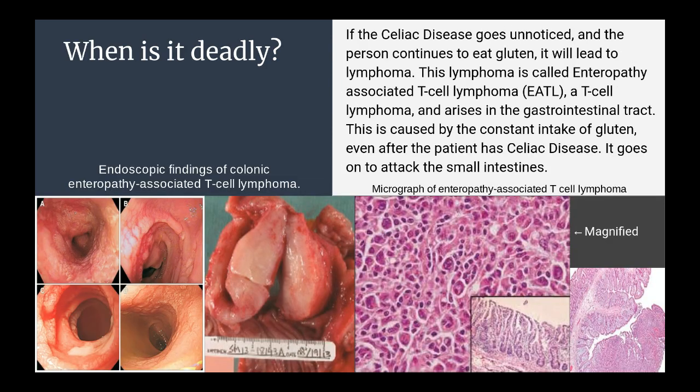When is it deadly? If the celiac disease goes unnoticed and the person continues to eat gluten, this will lead to lymphoma. This lymphoma is called enteropathy-associated T-cell lymphoma, EATL, a T-cell lymphoma, and arises in the gastrointestinal tract. This is caused by the constant intake of gluten, even after the person has celiac disease. It goes on to attack the small intestines.